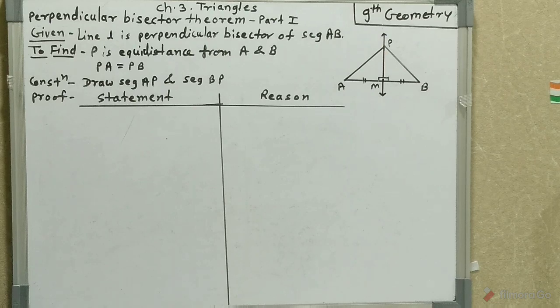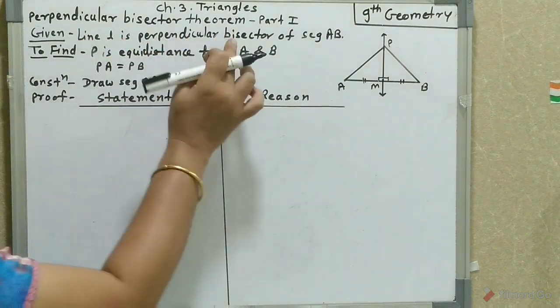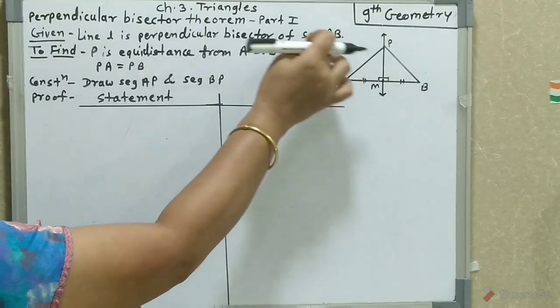See the next theorem, perpendicular bisector theorem, part 1. What is the statement? Every point on the perpendicular bisector of a segment is equidistant from the endpoints of the segment. So what is the given? The line L is a perpendicular bisector of segment AB.